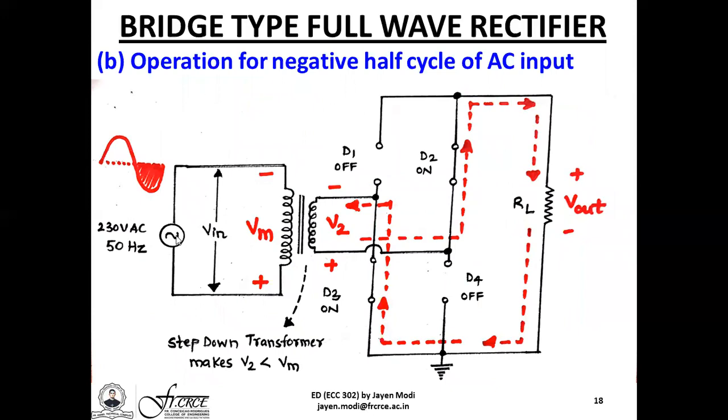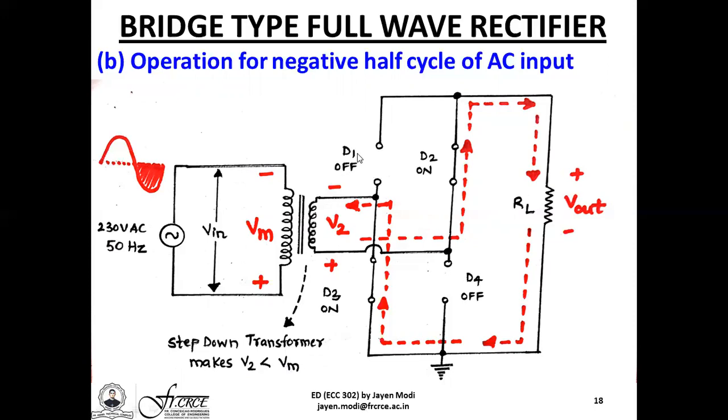So when we are dealing with the negative half cycle of the AC input supply, we have the upper half of the primary winding negative potential. We have the lower half of the primary winding, which is a positive potential. And for the secondary part, we have the upper half is a negative potential, the lower half is a positive potential. This voltage I have labeled as V2 because due to the step down transformer action where N2 is less compared to N1, you have V2 less compared to the value Vm.